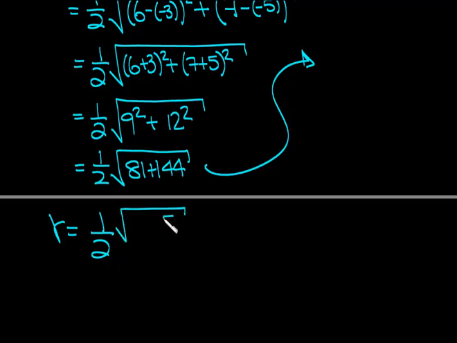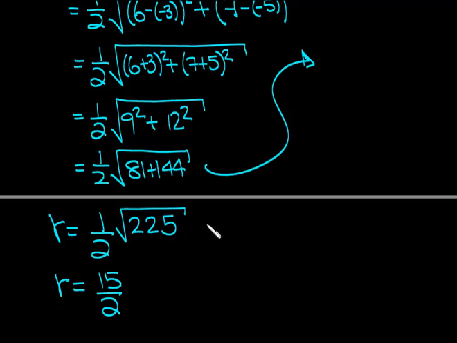Okay, so we get 225. I'm sorry, 144 and 81 is 225, and we know that the square root of 225 is 15. So there's my radius. Okay.